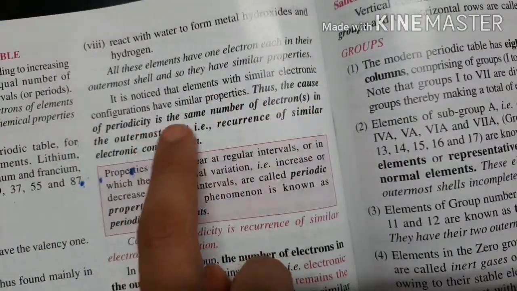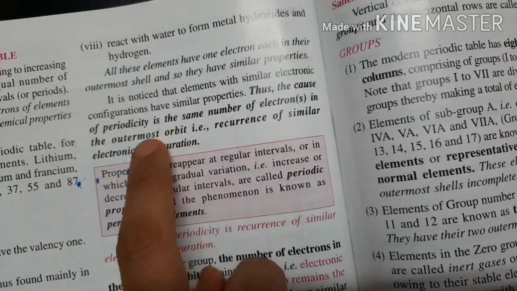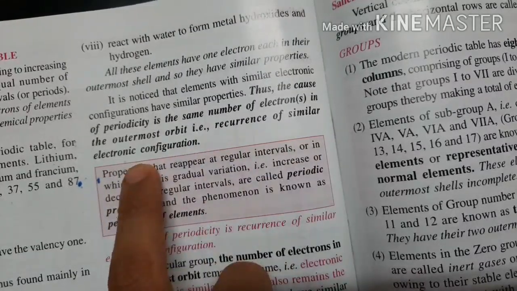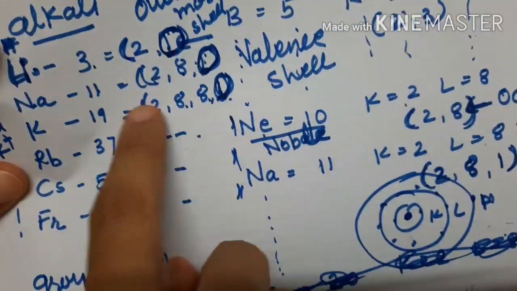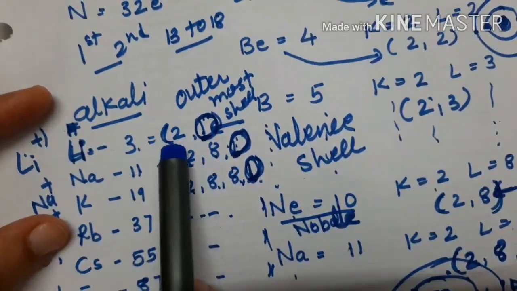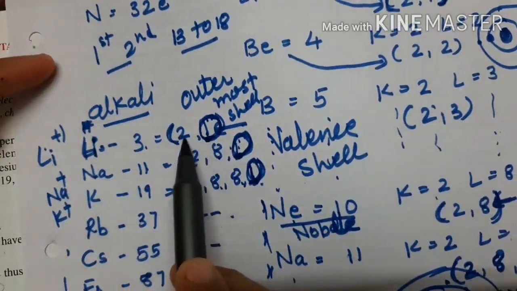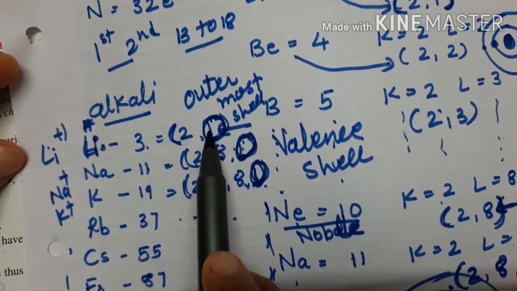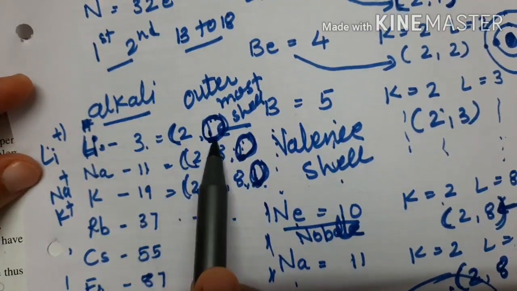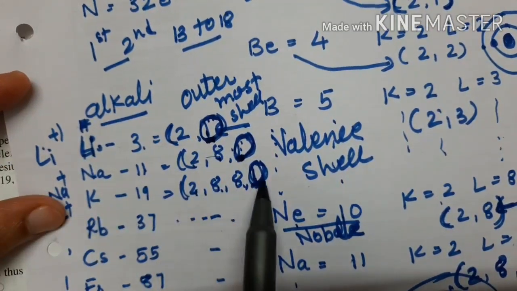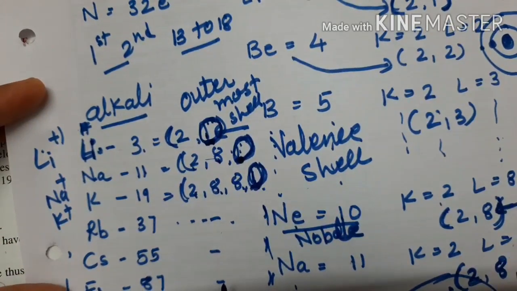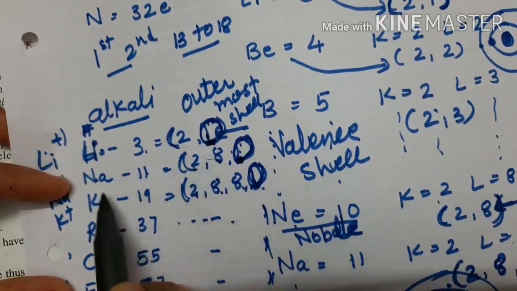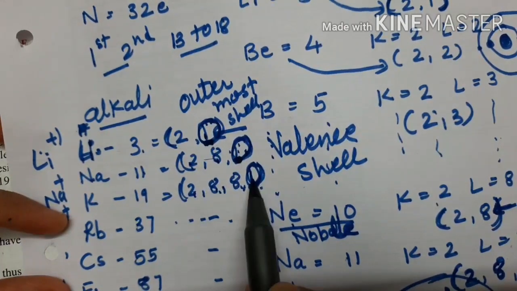So the cause of periodicity is the same number of electrons in the outermost orbit, the recurrence of similar electronic configuration. So the first group has a similar electronic configuration, we can say just one. Another thing I will tell you: here one shell, here two shells, here three shells, here four shells. So this is the second period. If you want to see, you can find lithium in the second period, sodium third period, potassium fourth period, rubidium fifth, sixth and seventh, and so on. This number of shells denotes the number of the period. The second period has 2 shells, third period has 3 shells, fourth period has 4 shells.